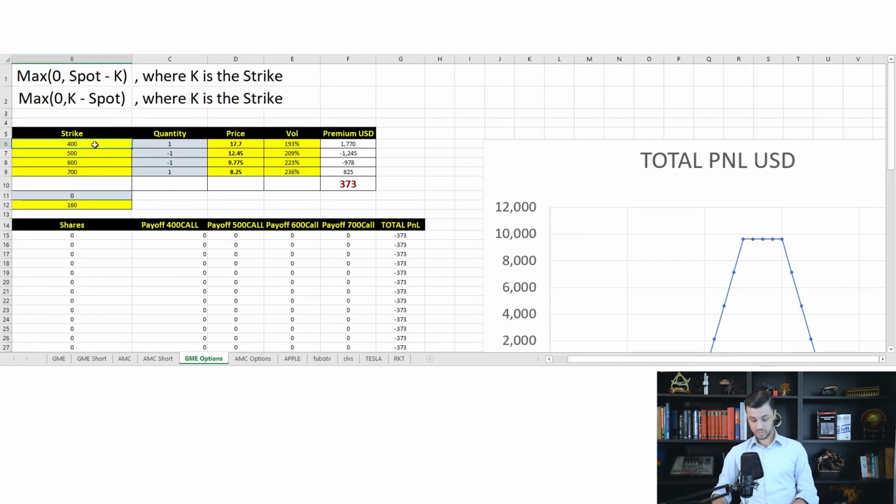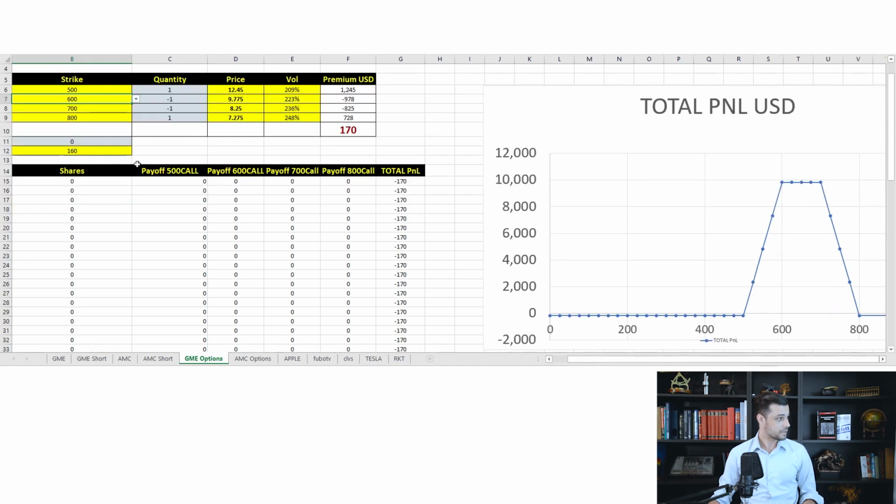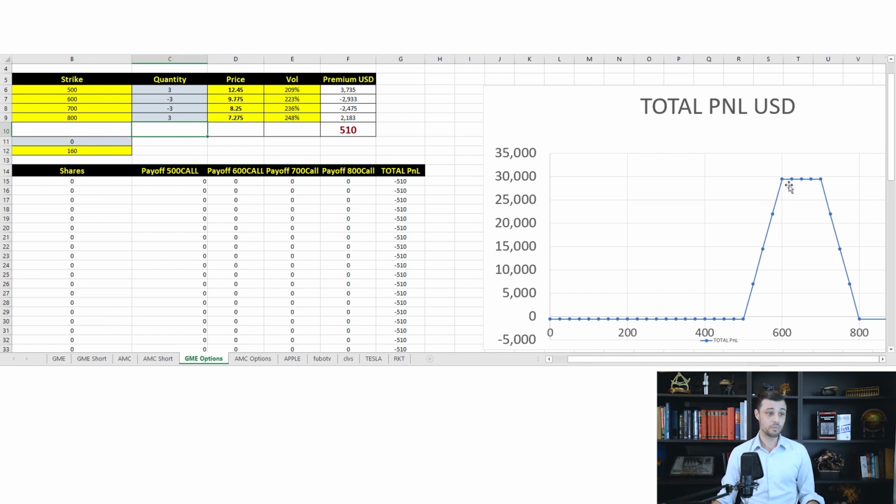So maybe we can do a condor starting at 500. And this is a very nice strategy as well. And look, guys, it costs only 170 USD, and you can make up to 10,000 if GameStop finishes between 600 and 700 in July. So this is something that is, for me, likely to happen. I mean, you only spend 170 US dollars, guys. So I think it's a very nice strategy. And of course you can make just 3 times this if you prefer. So now you're spending 500 US dollars, you can make up to 30,000.